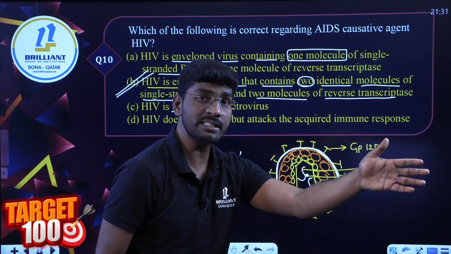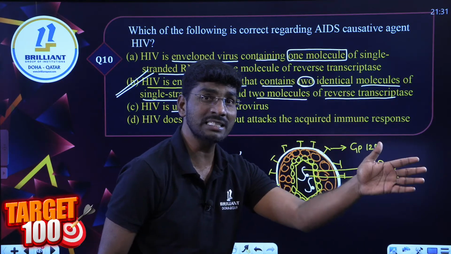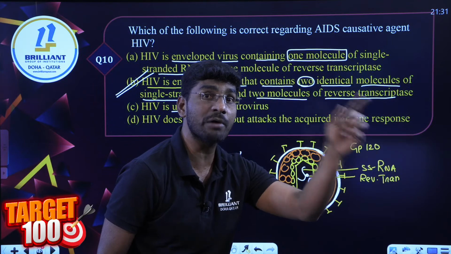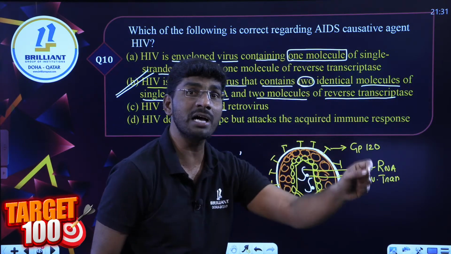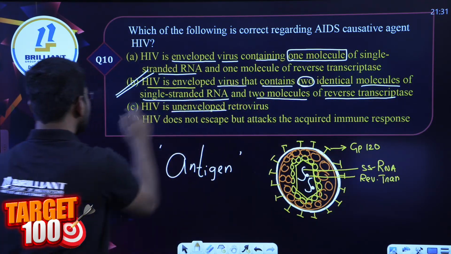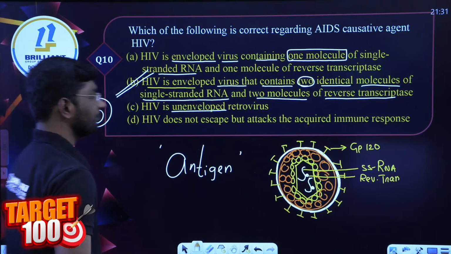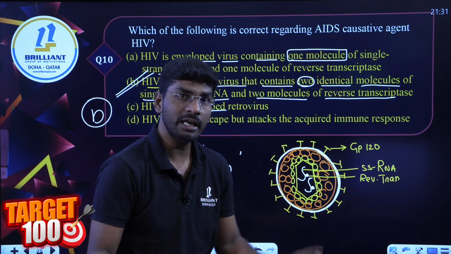Single stranded RNA as genetic material. Reverse transcriptase enzyme can make DNA from RNA. This is called reverse transcription. So our answer is option B. Got my point? Clear? Next question.